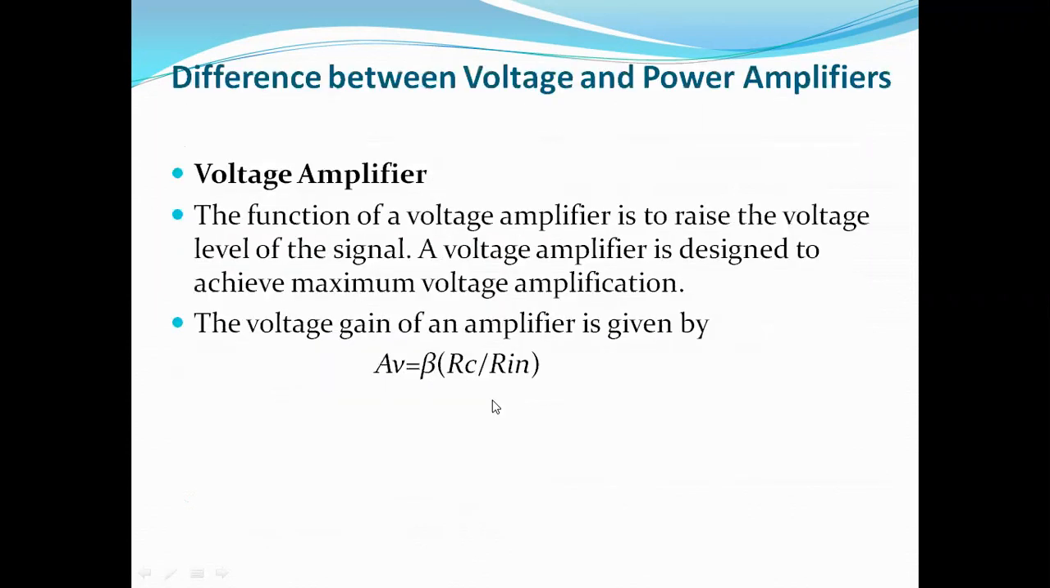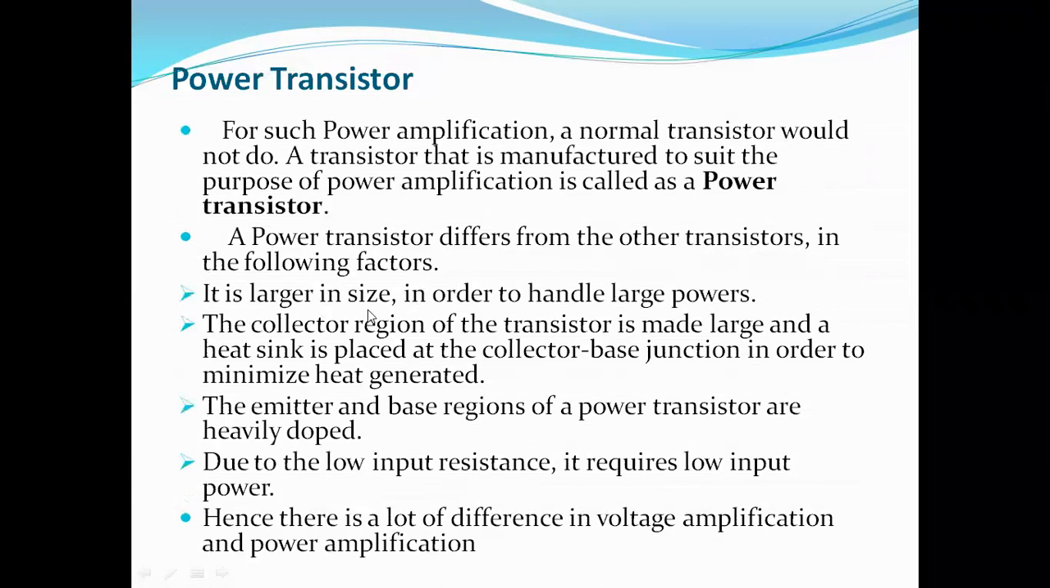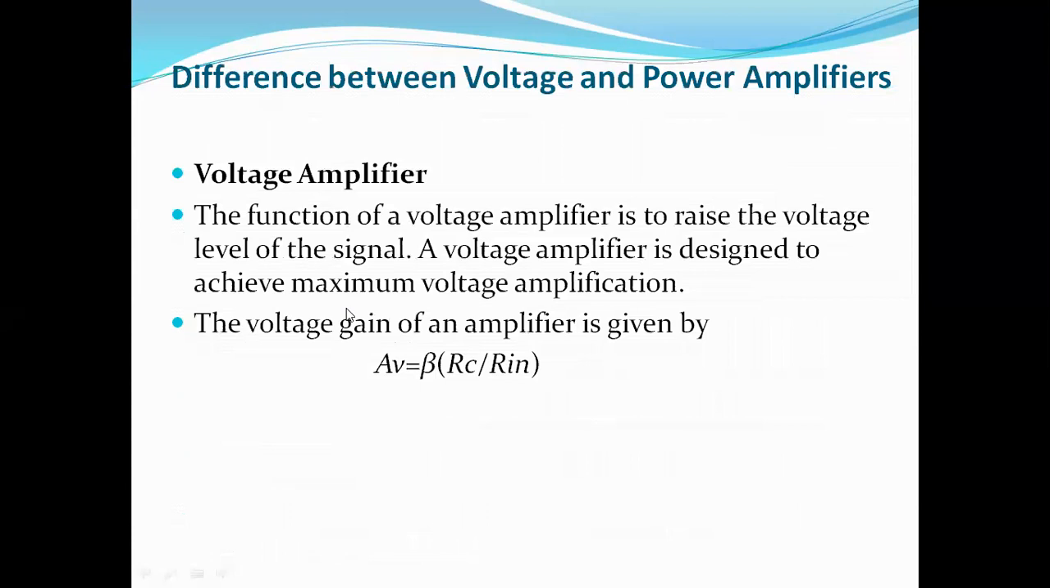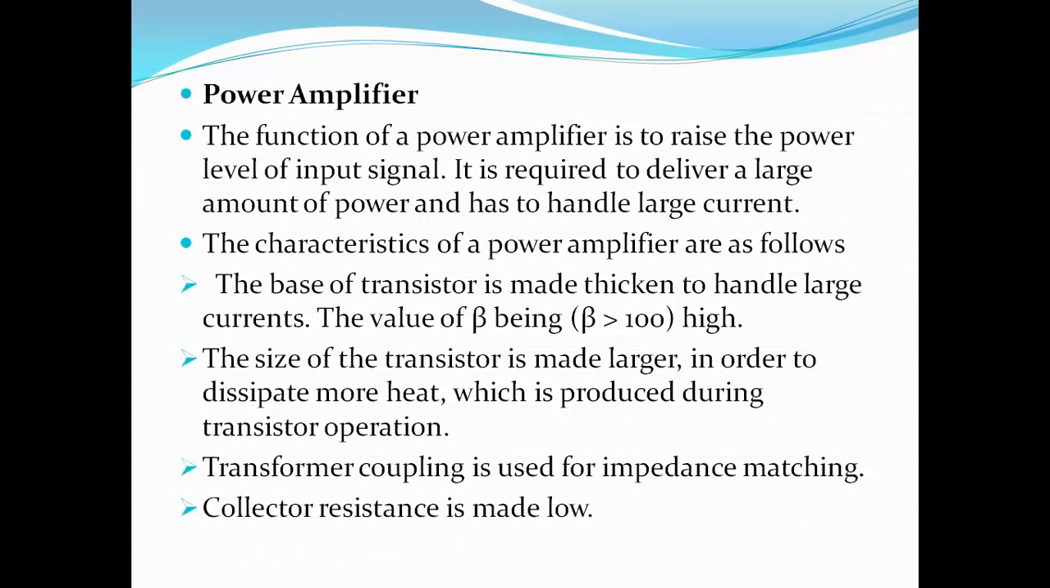Already I have mentioned why we are taking a larger size of transistor in the power transistor. In order to dissipate the large power to the surroundings, which is generated in the transistor, we are using heat sinks, and that heat sink is placed at the collector to base region, and because the collector region is made very large, the size of the power transistor is also high.